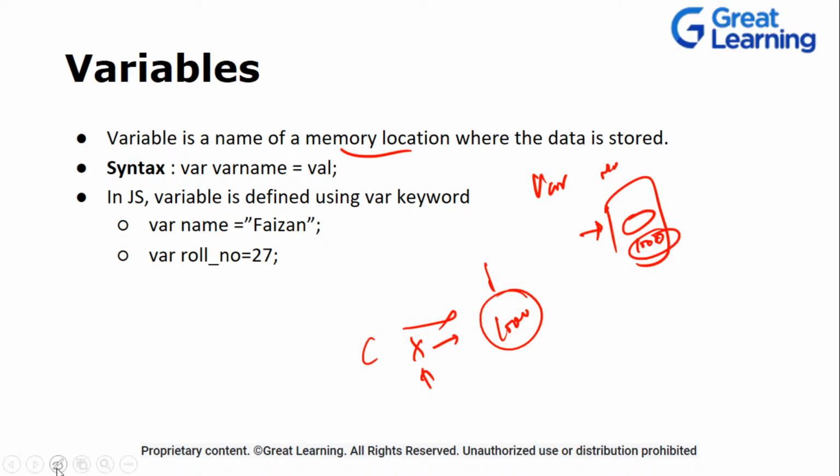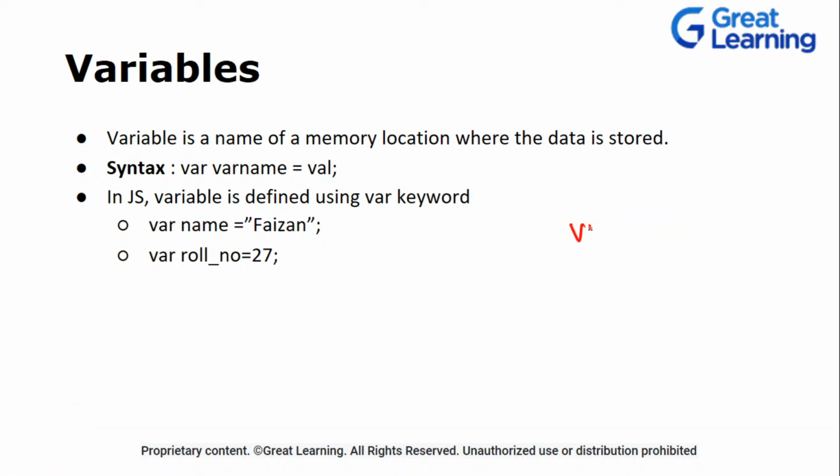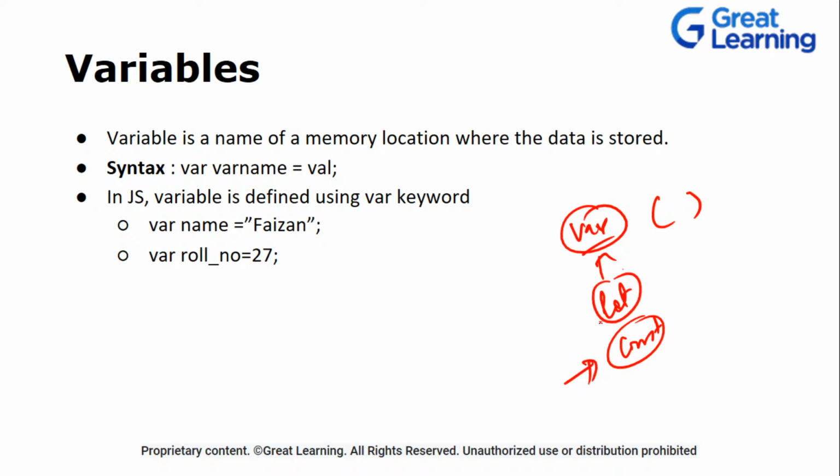Now there's a syntax associated with JavaScript. You have to write the var keyword for declaring a variable. You can write either var, you can write a let keyword, you can write a const keyword. When you're writing a const, it means that that variable or that memory location is fixed. You cannot change the reference. That is a constant.